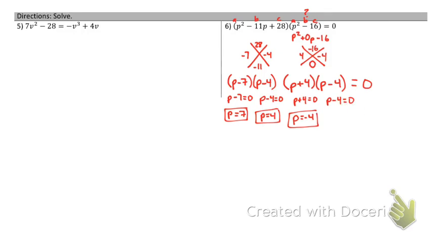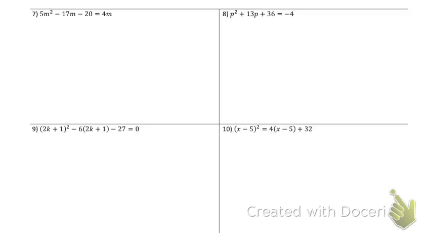And then add 4 here. P equals positive 4. Only thing I want you to notice is we have a repeating answer. P equal to 4, P equal to 4. So we only really need to write it once. So it's P equal to 4 once. Okay? So those three answers would be your answer. All right.